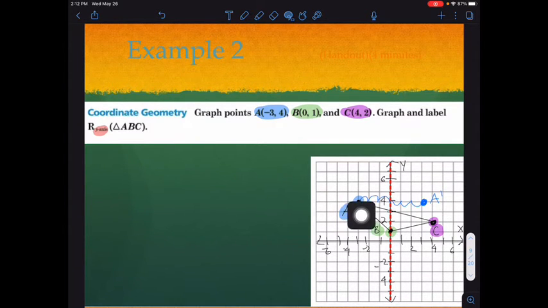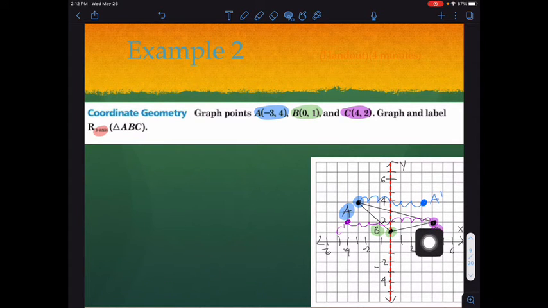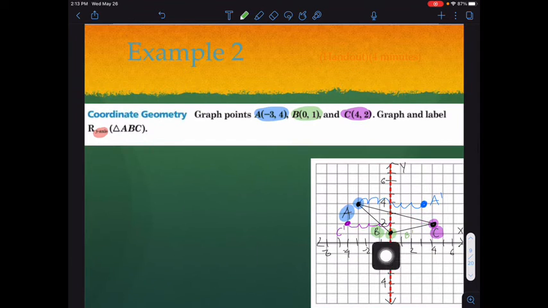Point A is 3 units to the left of the y-axis, so we can find point A prime 3 units to the right of the y-axis. Point C is 4 units to the right of the y-axis, so we can find point C prime 4 units to the left of the y-axis along the same line. Point B actually lands on the y-axis, which means that point B prime will be the same point.